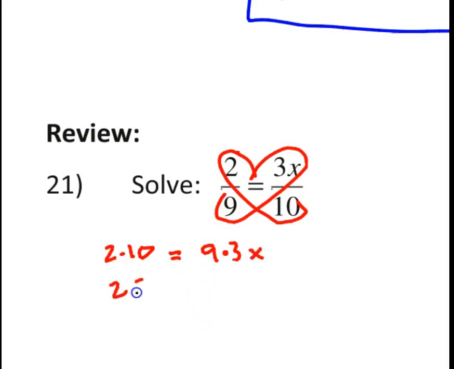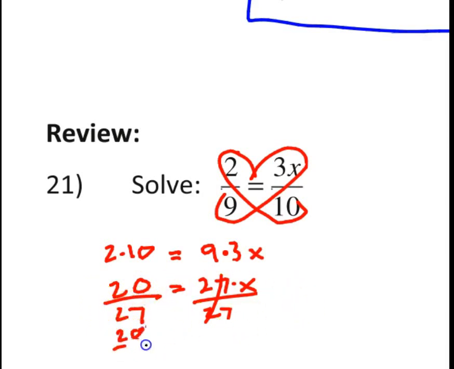And we did a Khan Academy on this. Okay, variables right here. So 27 times x, let's divide by 27. That cancels out. And check to see if 20 over 27 reduces. And nothing goes into both of them evenly. So that's just your final answer. 20 over 27 equals x.